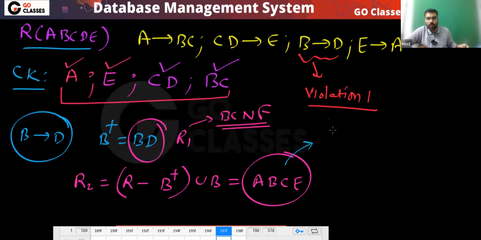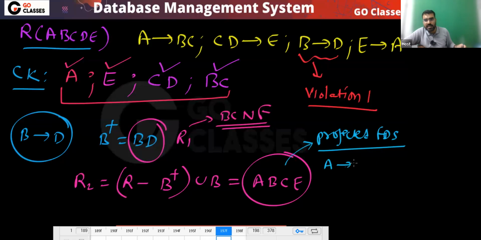So you have to find the projected FDs. For the ABCE, you have to find the projected FDs. Okay. So what do you do? Remember, you have to find the projected FDs. So what are the projected FDs? You tell me.